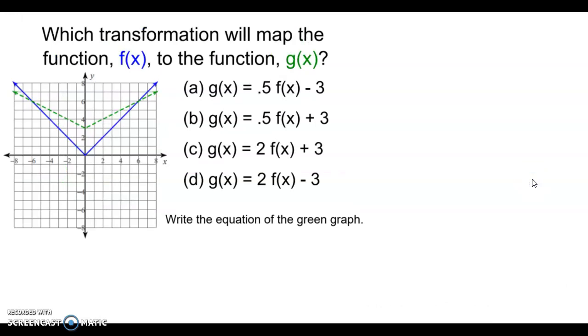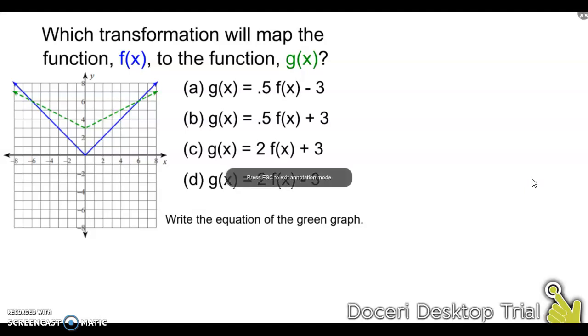And I think we have time for 2 more. Which transformation will map the blue function to the green function? So we're going from the absolute value function to this green function. So did we stretch it, make it larger, or make it smaller? Well, our slope went from 2 up 1 over 1 to up 1 over 2. So it got smaller. Our slope got smaller. So that marks off C and D. And then we moved it up by 3. So our answer is B.